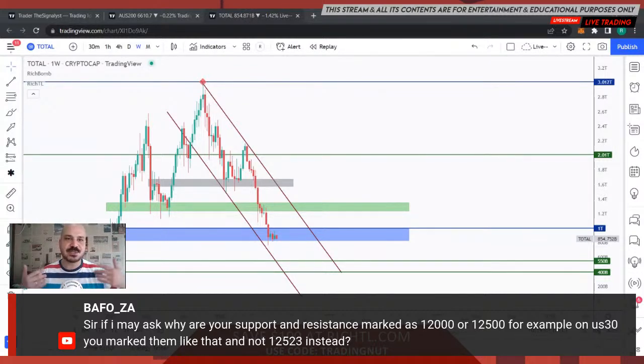First of all, because it looks better on the chart. Second, people tend to put their limit orders, stop orders, take profit orders around round numbers. Third, no matter if I have 12,500 or 12,523, it doesn't really matter. It's an entire zone. As price approaches this zone, we'll be looking for setups. We don't buy blindly. So that's it.